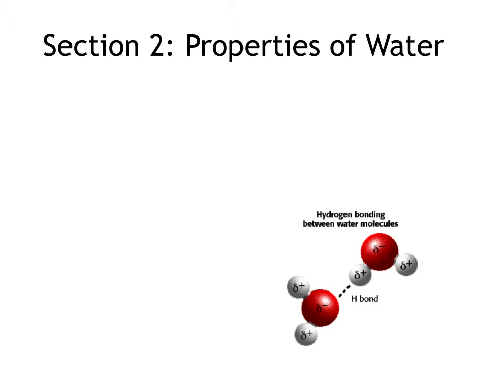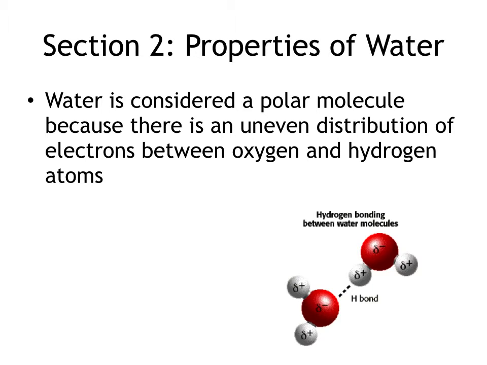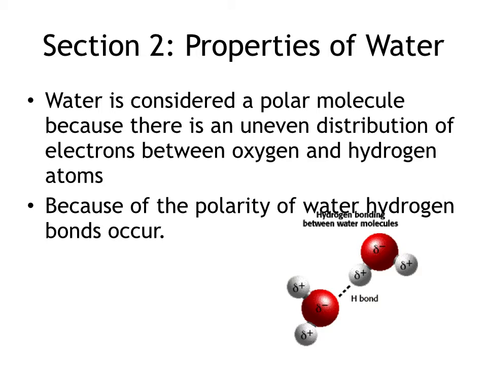So section 2 of chapter 2 deals with properties of water. Now water is considered a polar molecule because there's an uneven distribution of electrons between oxygen and hydrogen atoms. Because of the polarity of water, hydrogen bonds occur.